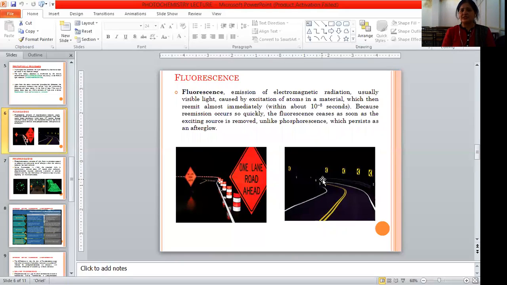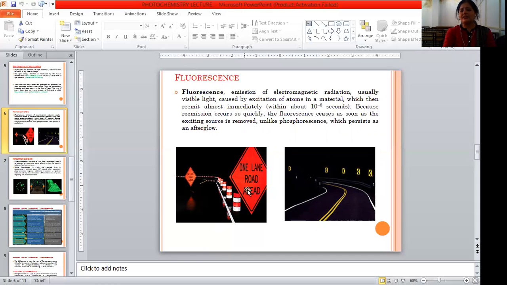In fluorescence, the paint is made of a material in which the electrons absorb the light coming from the beam of the vehicle. The electrons in that paint jump from the ground state to the excited state. And when the beam of light falls on them, they start reflecting back the absorbed energy.